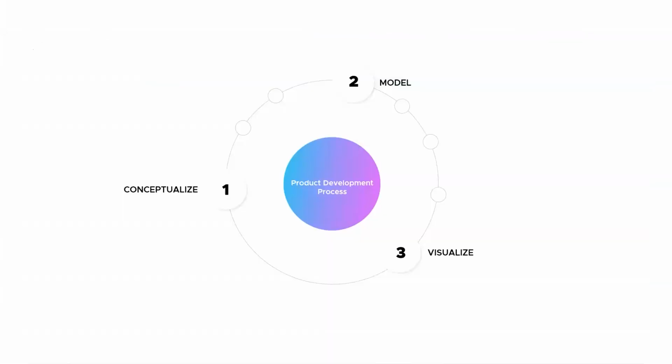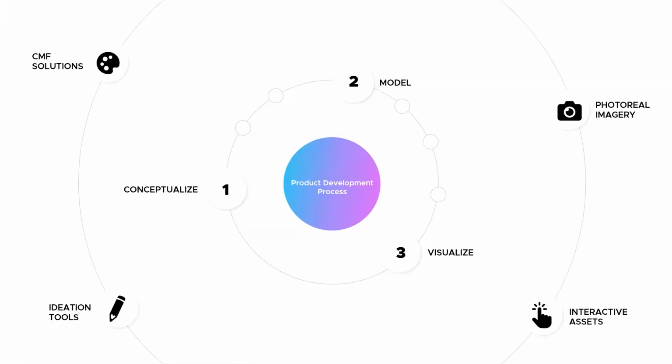All right, so let's just back up just a little bit. So the typical development process, what does that look like, right? Well, big picture, it's something like conceptualize, model, visualize. But within those phases, you'll get into the details of the process, and that's where you'll find KeyShot. So that's things like our ideation tools, our CMF solutions, of course, our photoreal imagery, and lastly, interactive assets that you might want to put up on a website or such.